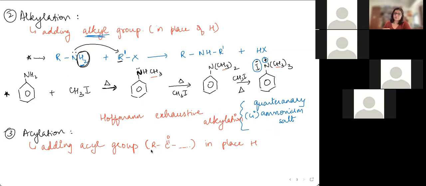What do you think would be good sources of this? For acylation, what all can you use?